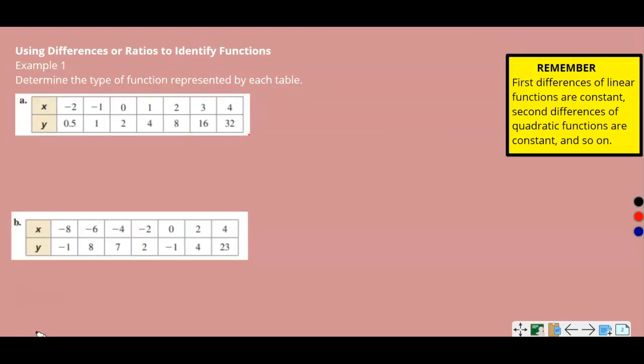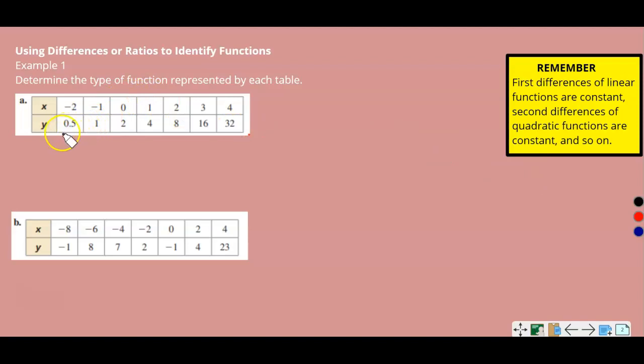Example 1, using differences or ratios to identify functions. So number 1 says determine the type of function represented by the table. Okay, so here's something to remember. Your first differences of linear functions are constant. The second differences of quadratic functions are constant. The third differences are constant for a cubic function, and so on. Okay, so that's just something to remember. So basically, if you're adding or subtracting to get to the next term, and that's a constant number, then that's where the linear quadratic terms come in. That's where you can determine whether it's linear or quadratic.